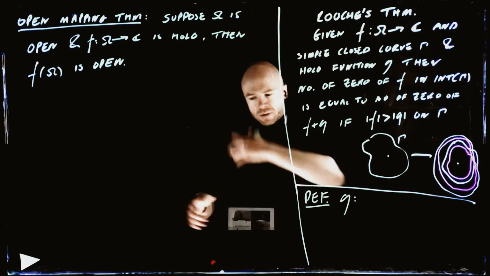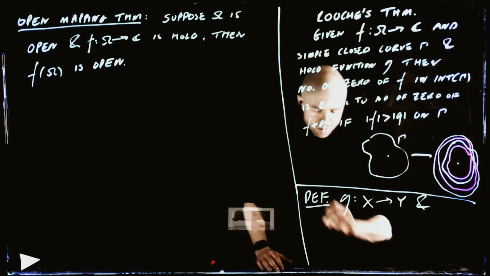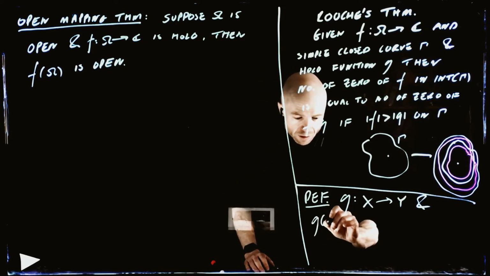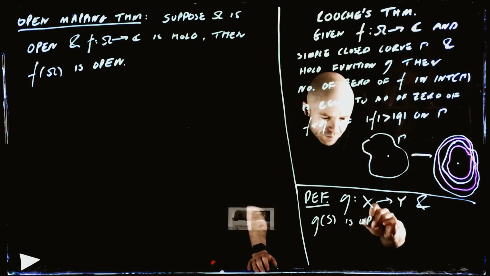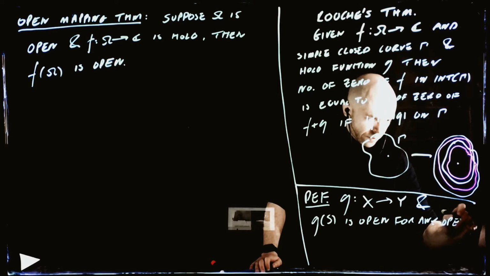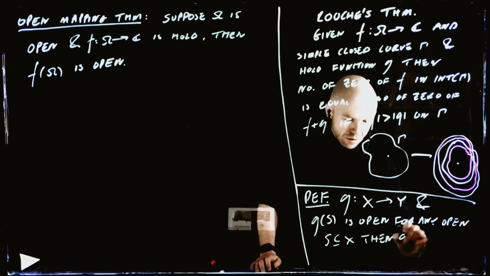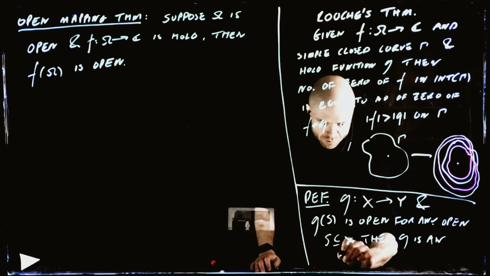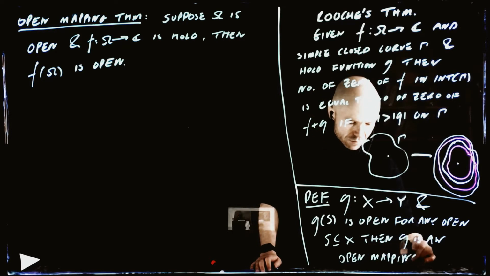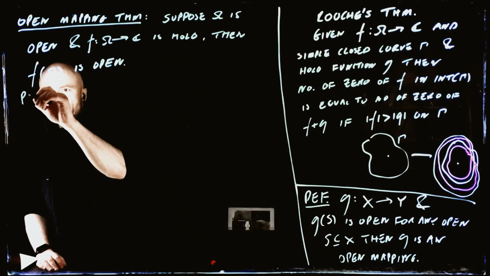And just generally in any kind of context, if g goes from X to whatever Y, and g of S is open for any open S contained within omega, then g is an open mapping. So what this theorem is essentially saying is that f is an open mapping. Okay, proof.